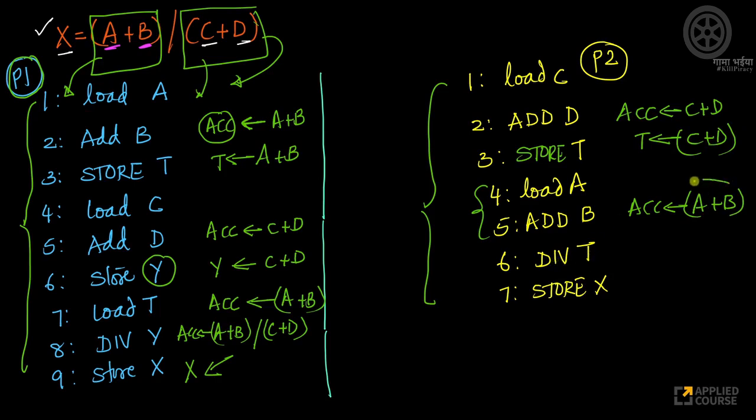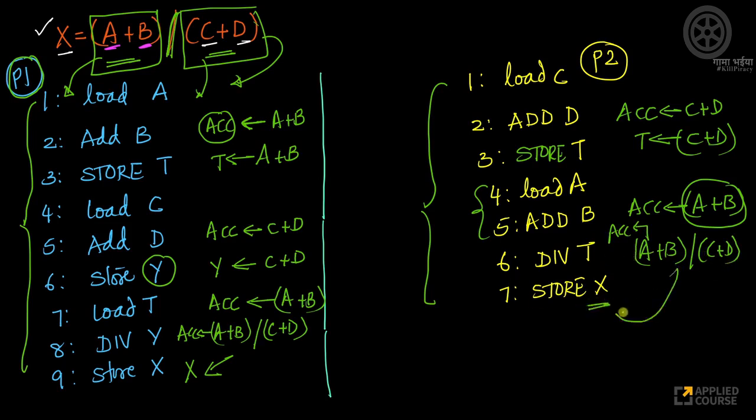The accumulator already contains A plus B, which is the first operand of this division. Look at this. This is my division, this is my first operand, this is my second operand. My accumulator already contains the first operand, so if I just say div T, what happens? A plus B divided by T. What is T? T is C plus D. This value goes into my accumulator. So the accumulator is equal to A plus B by C plus D, and store X means into X, I'll get A plus B by C plus D.